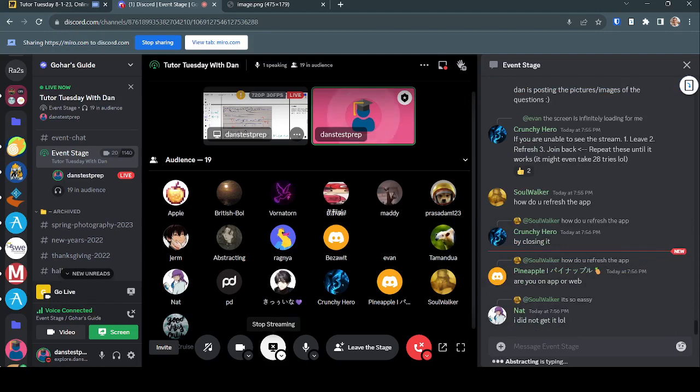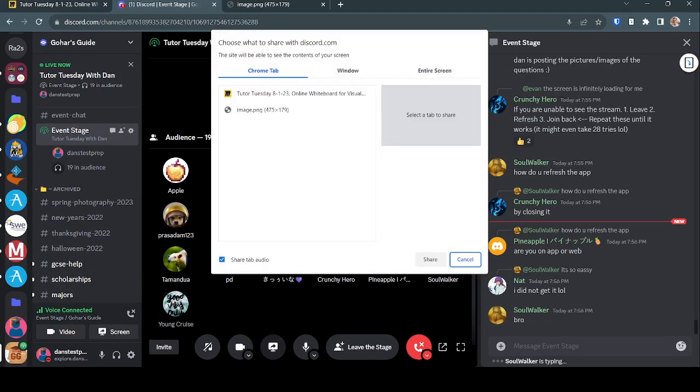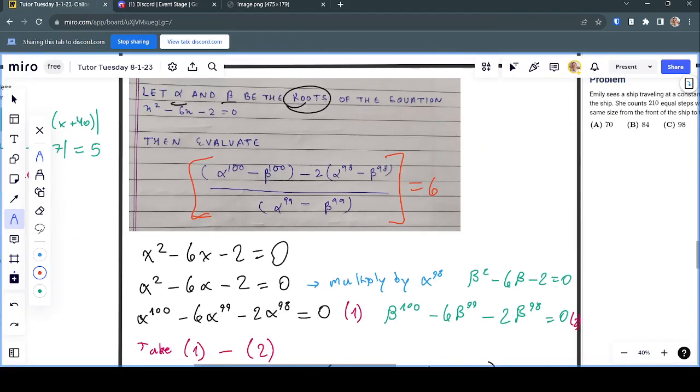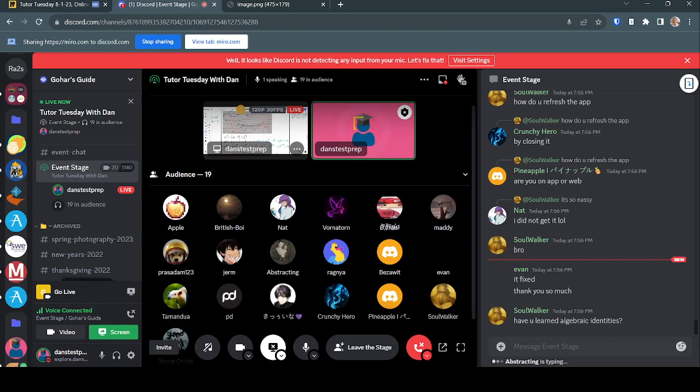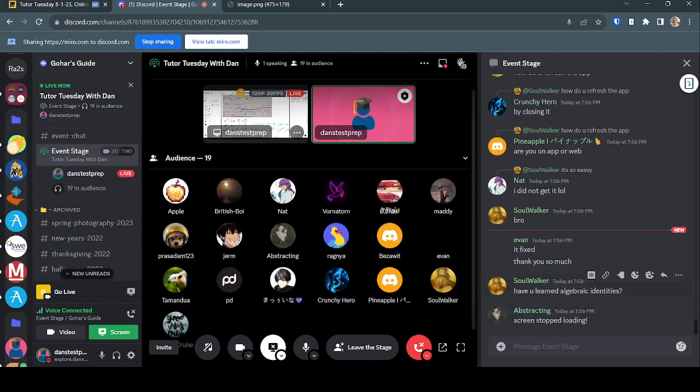Let me reshare my screen and see if that fixes the problem for you guys. Let me know if you can see this. Give it a minute. Fixed it? Okay, nice.